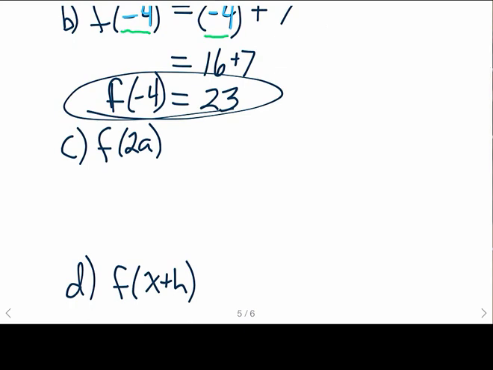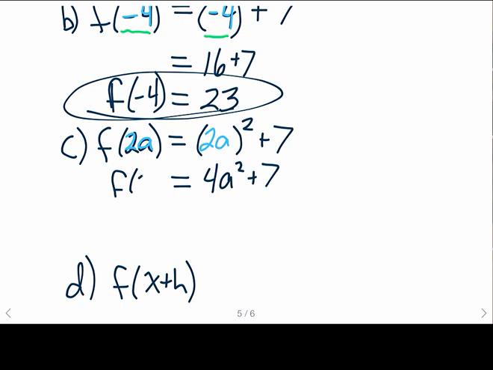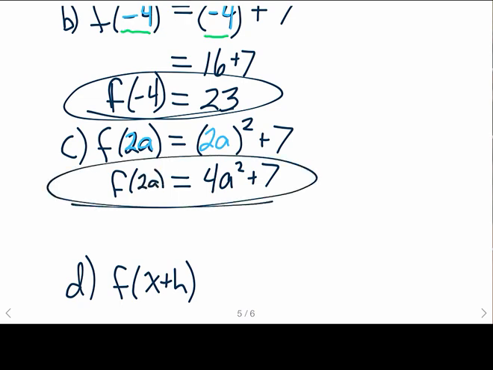Now what we're going to do is take that 2a and put it in place of the argument as we've been doing. And so those parentheses indicate what it is that you're doctoring, for lack of a better word. And so here I have 2a, the quantity squared, plus 7, which squares to become 4a squared plus 7. And there's not any other way that I can clean that up. I don't have like terms to collect or anything. And so f of 2a is simply 4a squared plus 7.